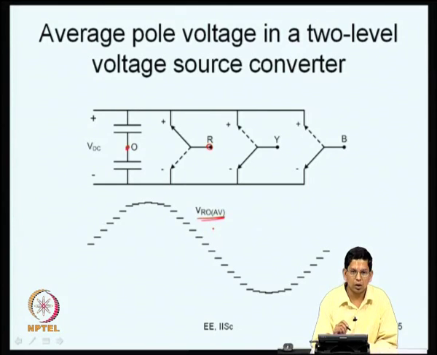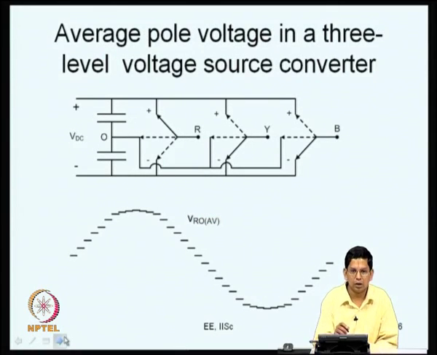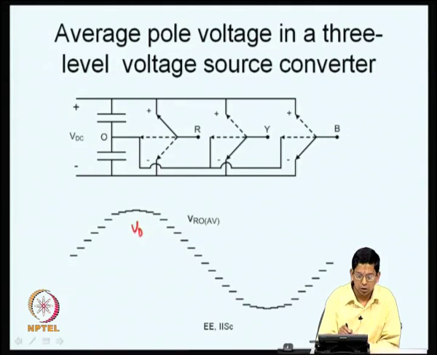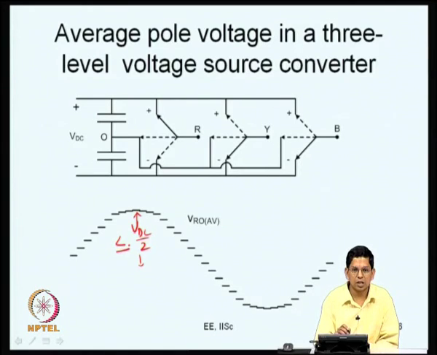Let us say this is VRO average. What we do is we modulate it in a sinusoidal fashion. Similarly, even if you have a 3 level converter, on the AC side what you need is sinusoidal voltages. So, one way to do this is that the average pole voltage can be modulated in a sinusoidal fashion as shown here. The amplitude of the sinusoid, as we observed the other day, can be less than or equal to VDC by 2, because the highest average voltage can be either plus VDC by 2 or minus VDC by 2. So, you can have an amplitude anywhere up to VDC by 2 with such kind of sinusoidal modulation.